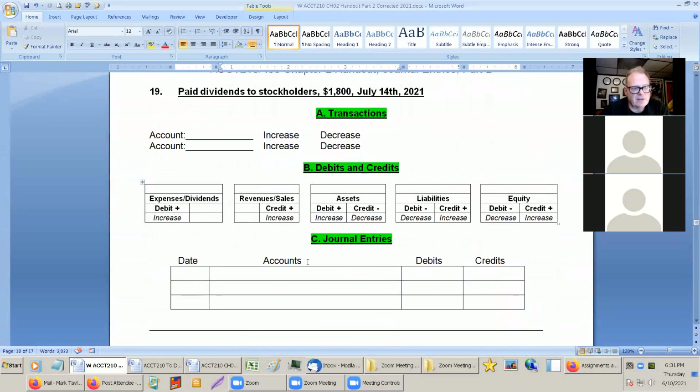Okay, paid dividends to stockholders. Now, this is actually not an expense. I think we talked about this. Do companies have to pay dividends? No. So it's not an expense. It's not a necessary cost of business. So it's separate. This is dealing with our owners. This is giving money to our owners. So we do it through dividends, or dividends declared. Just dividends is fine.